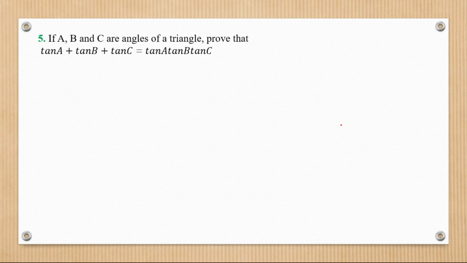We're given a unique one. We're being asked if A, B, and C are angles of a triangle. Prove that tanA plus tanB plus tanC is equal to tanA, tanB, tanC. So it's the product of tanA, tanB, tanC.